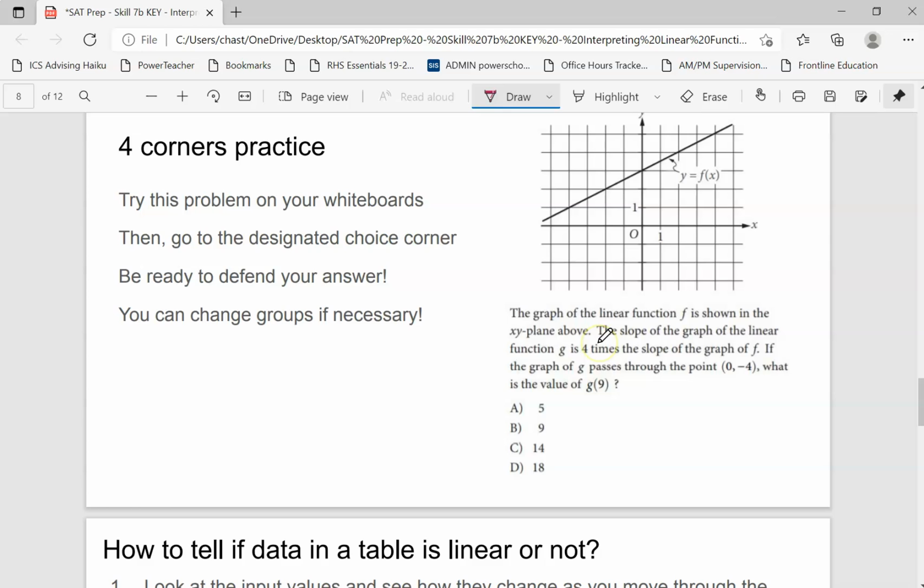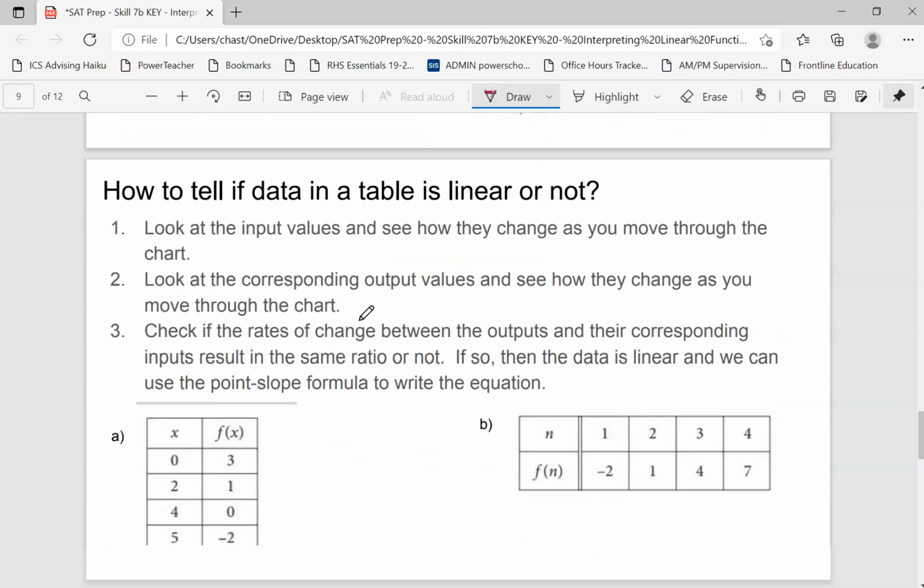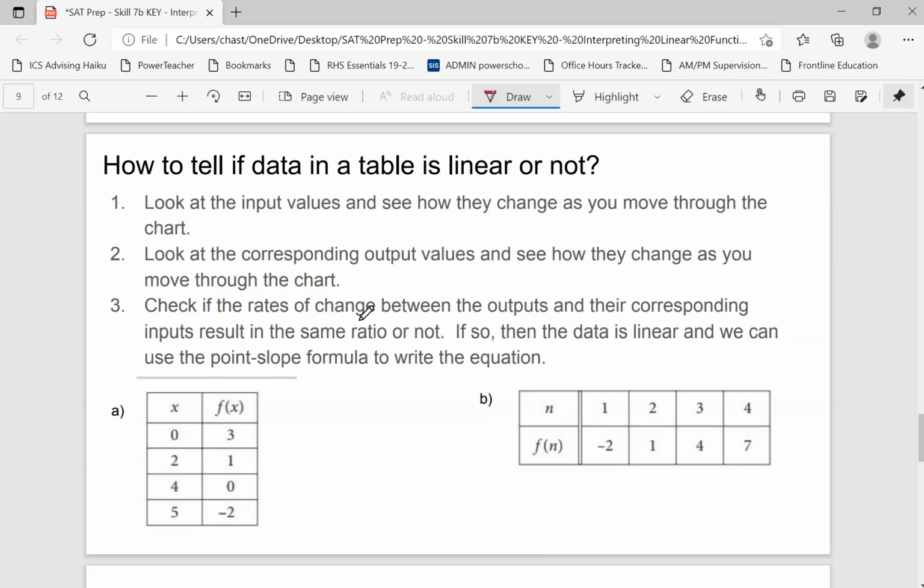All right, I'm not going to do the 4 corners in this video, because you'll do it in class. So that'll be a good one to talk about. But I do want to talk to you about how to tell if you have a set of data in a table that's linear or not.